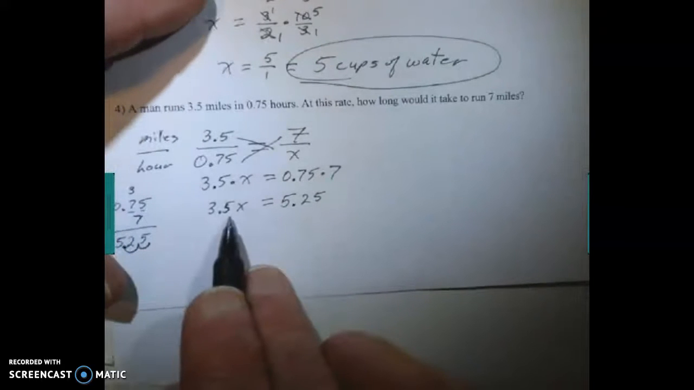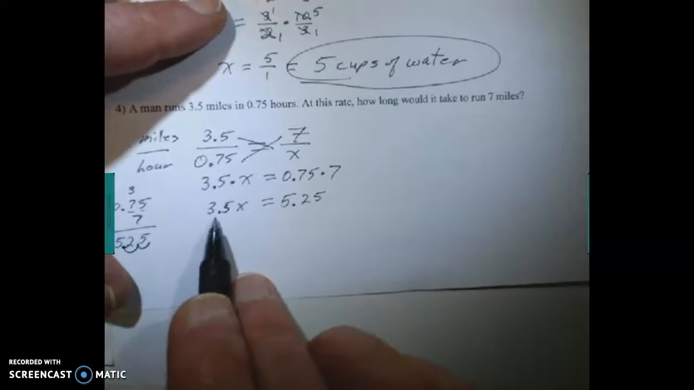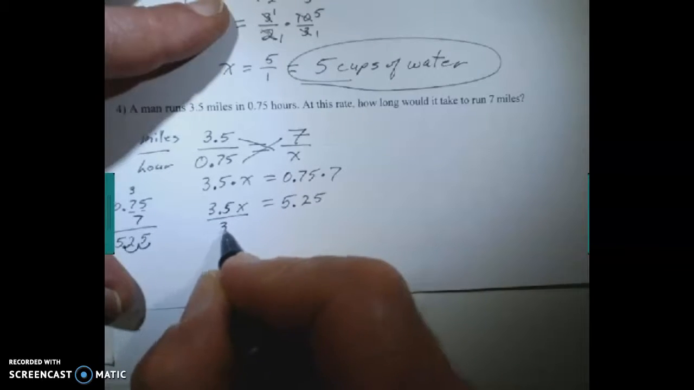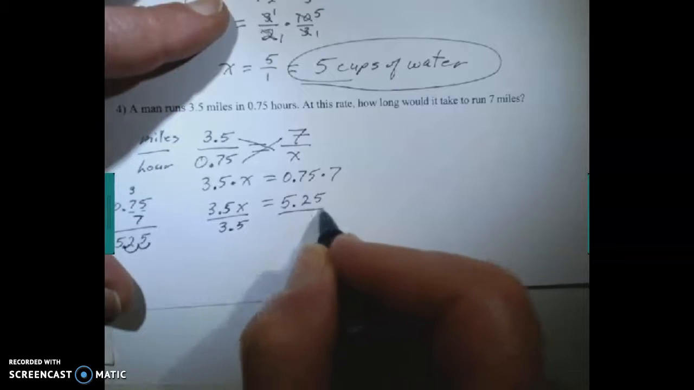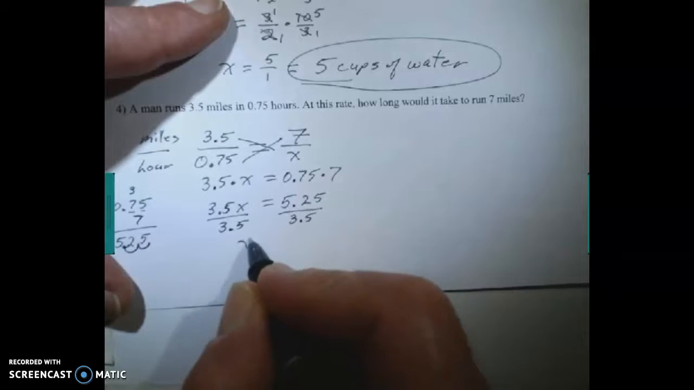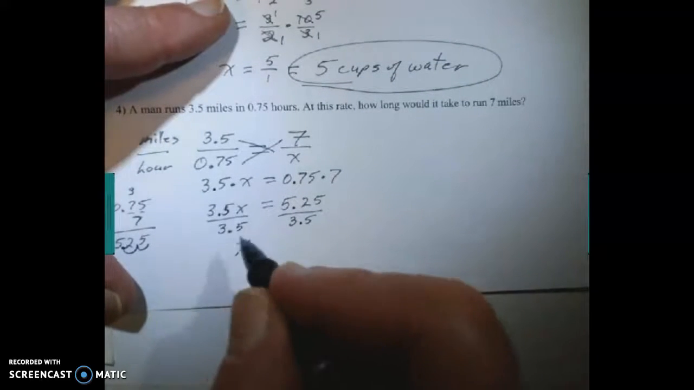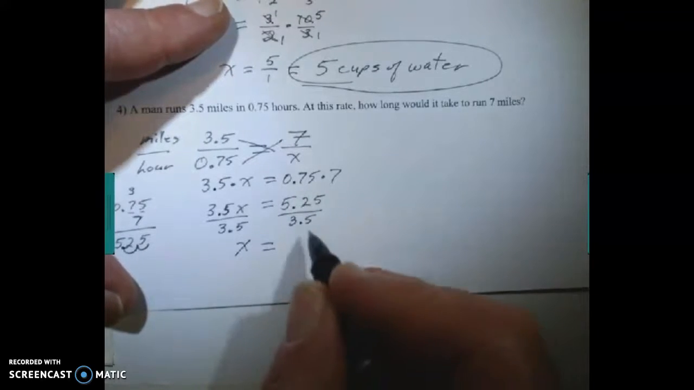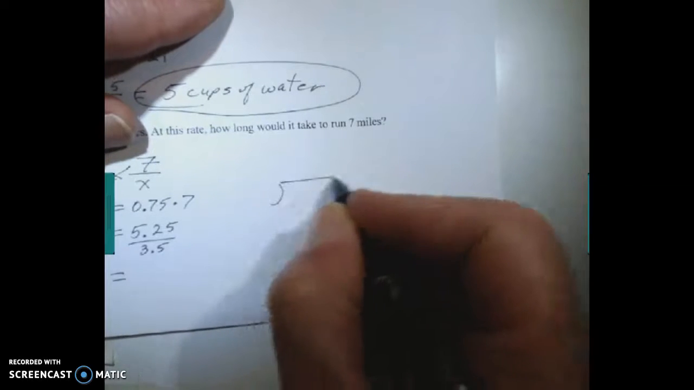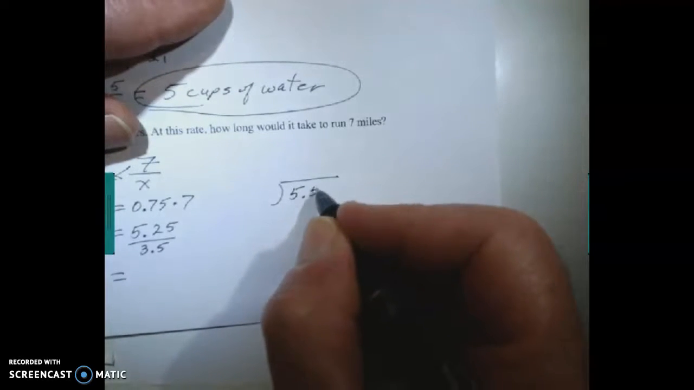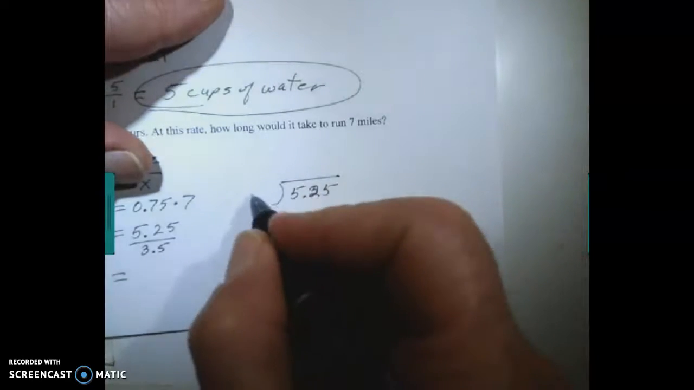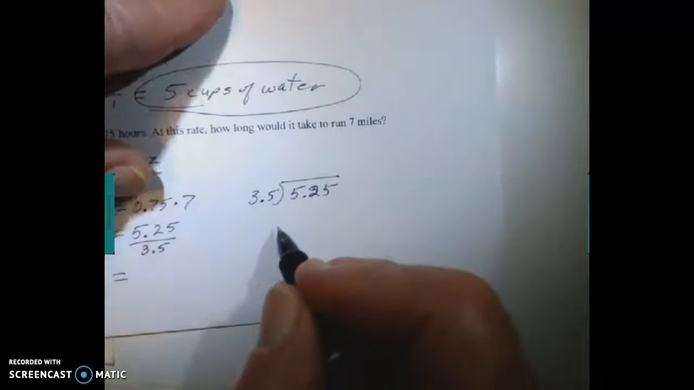X is being multiplied by 3 and 5 tenths. You need to undo that. You undo that by dividing by exactly what they were multiplying by, 3 and 5 tenths. Do the same to this side. Divide by 3 and 5 tenths. Over here, you get your x. You get 1x, which is the same as x. On this side, you need to go off to the side and do the math. 5 and 25 hundredths is being divided, and it is being divided by 3 and 5 tenths.